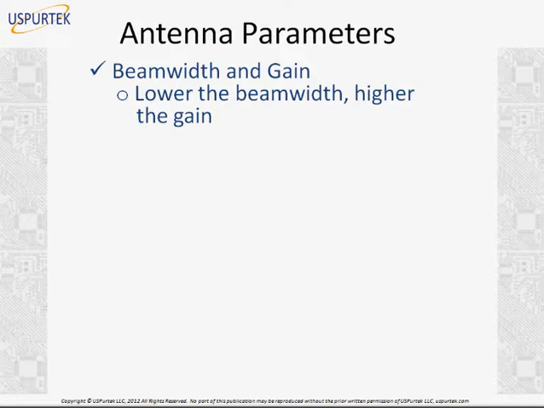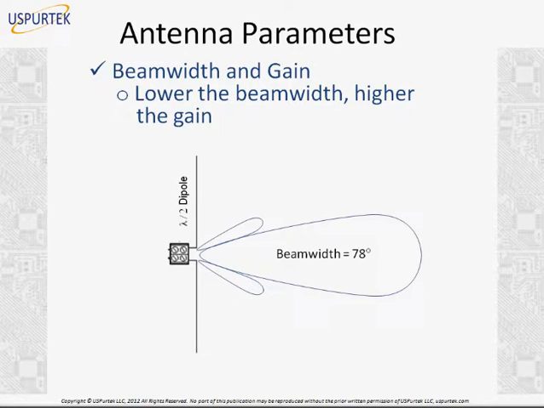What is next in store for us? So now beam width and gain. The lower the beam width, the higher the gain. What it means, the narrower the beam, the higher the gain. So for a typical half-wave dipole, I would say the beam width may be 78 degrees. It's very typical, very close to this number in the real antennas too. And same for any other aperture antennas. The beam width will be 78 degrees.